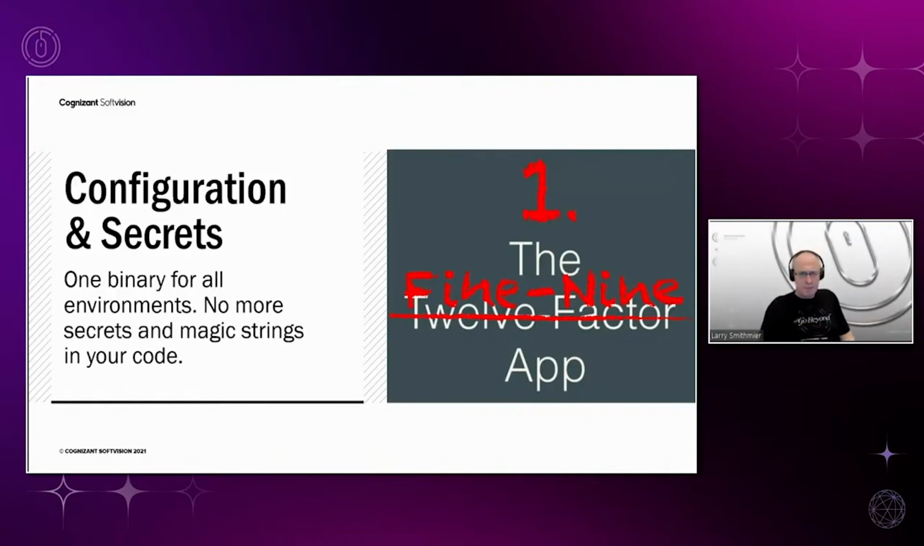And the way that we do that, number 1 of the fine 9, is we need to take our configuration and our secrets and centralize them. And there's a lot of parallels with the 12-factor. I'm building on the shoulders of giants. I don't claim this as something that's been handed down to me from above. But we really want to have in all of our environments a single binary artifact, a single compiled piece of code that works in all of our environments.